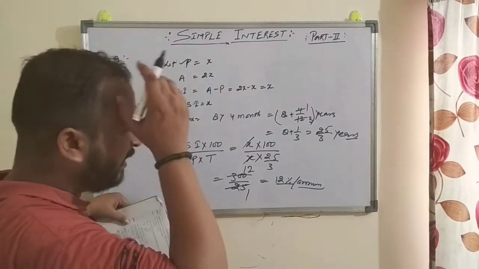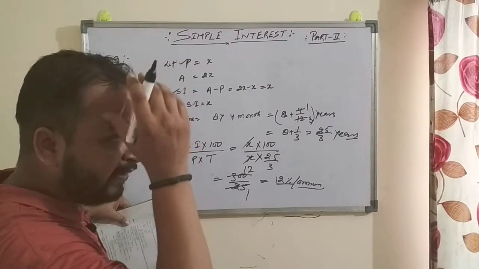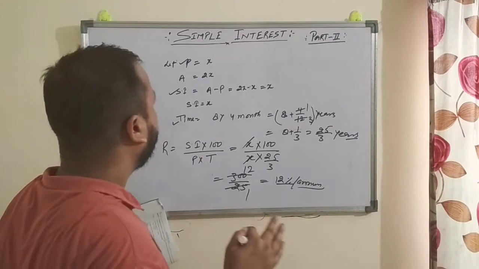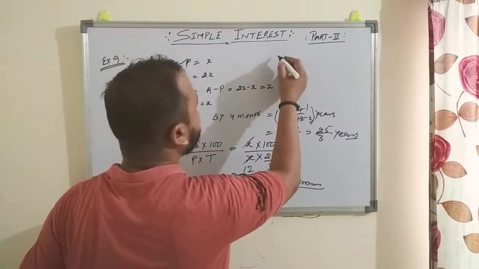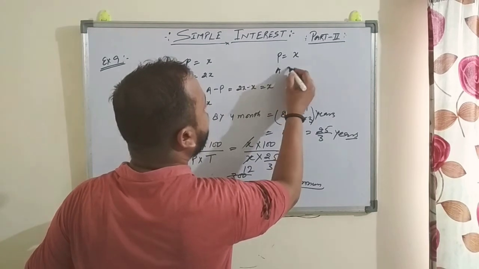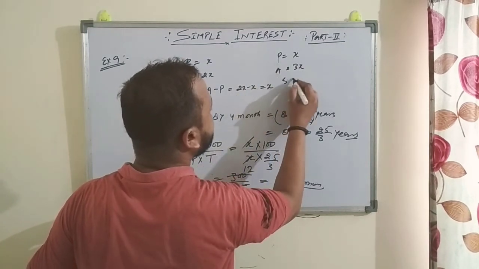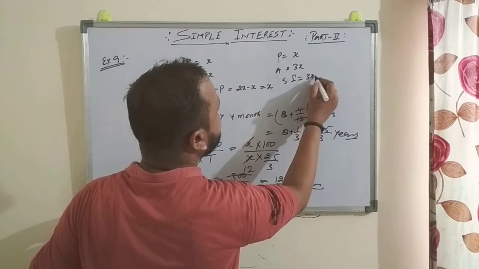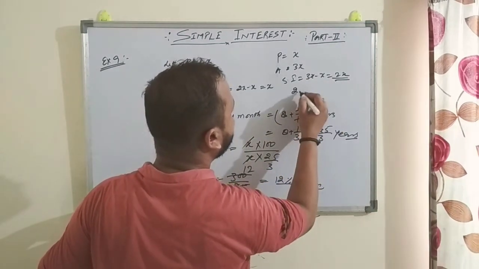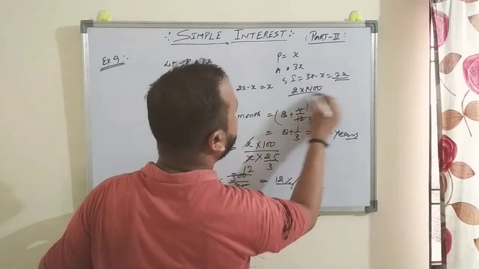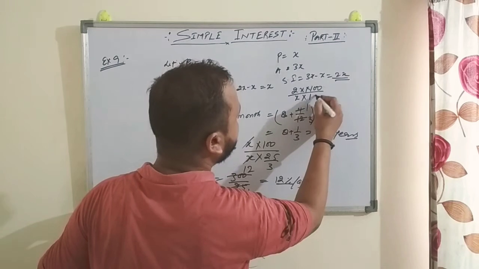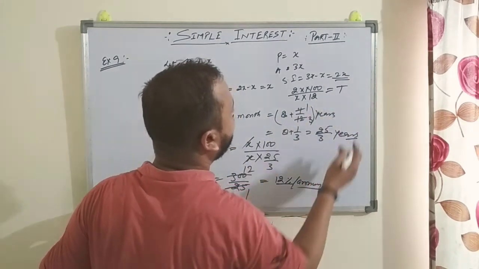So now you have to find it out when this money will become treble. Treble means 3 times. So when it will become treble, it means P is x, amount is what? 3x. It means SI is what? 3x minus x, that is 2x. So SI is 2x, so 2x into 100 upon principal is what? x into rate of interest is what? 12. You have to find it out, right?